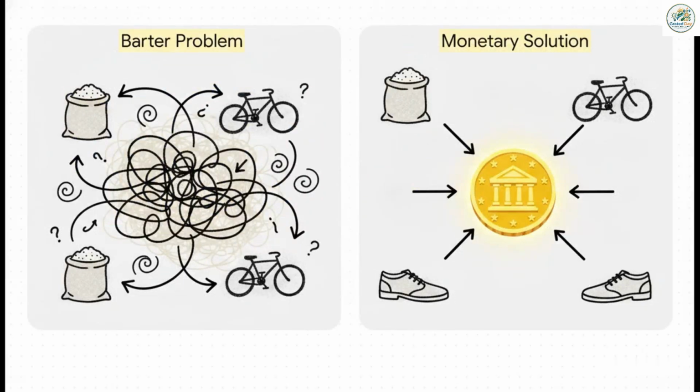Think about it. Without money, we face the classic coincidence of wants. Direct barter is just this incredibly inefficient web of trying to match exactly what you have with exactly what someone else wants. Imagine trying to trade a surplus of rice directly for a bicycle, only to find out the bicycle owner actually wants shoes. I mean, it totally halts commerce. Money was the elegant solution. It acts as a universally accepted, common bridge that just lubricates all human trade.